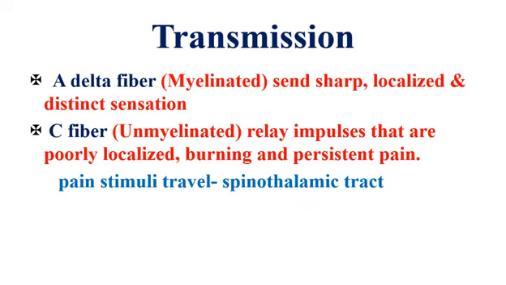So at the step of transmission, the delta fibers or the myelinated A delta fibers can send sharp, localized, and distinct sensation, and the C fibers or the unmyelinated fibers relay impulses that are poorly localized, causing burning and persistent pain. Pain stimuli travel to the spinothalamic tract. So this is the pathway of pain transmission from the site of activation or initiation in the nociceptors to the upper central nervous system.